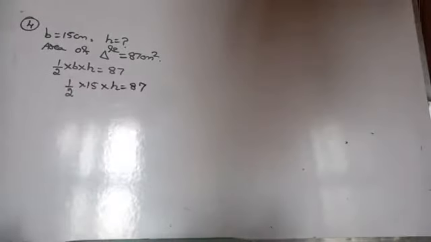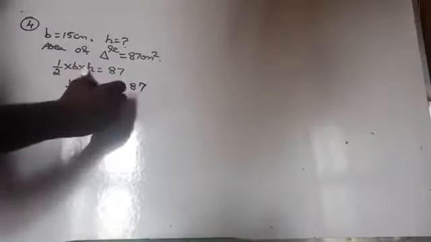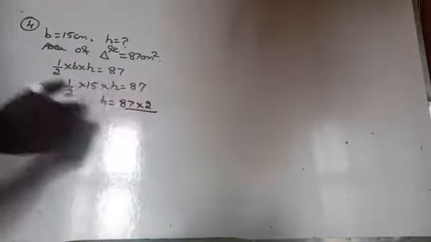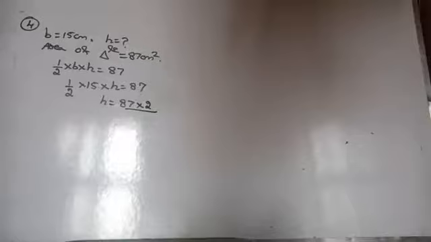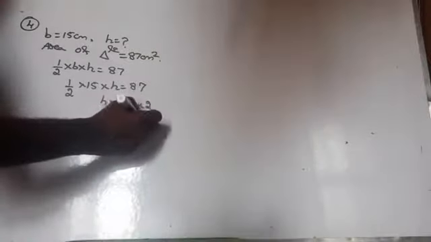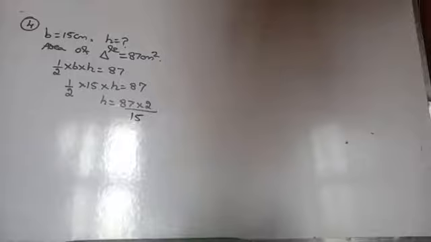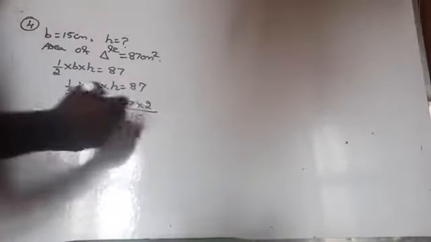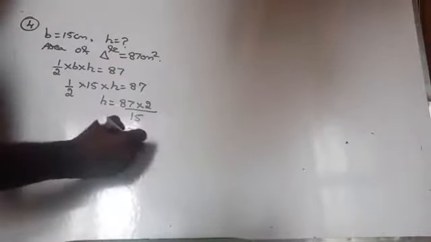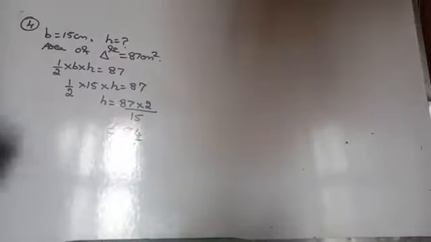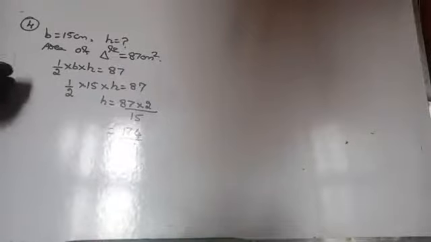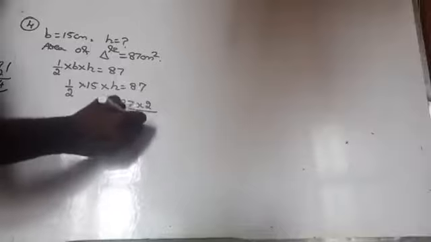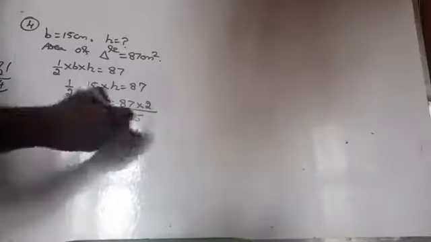So height equal to 87. Area is 87. So h equal to 87 into 2. Transpose 15 by 2 from the left hand side to the right hand side, then it will be 2 by 15. Am I right, dear? Yes. Now 7 2s are 14, 8 2s are 16, 174 by 15. So then 1 15 is 15, remaining 2, then again 1 15 is 15.